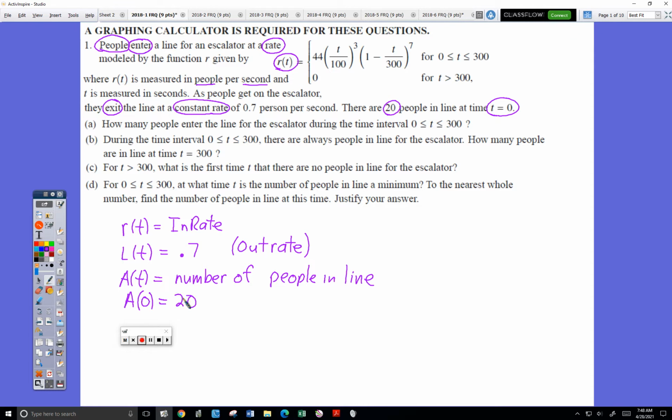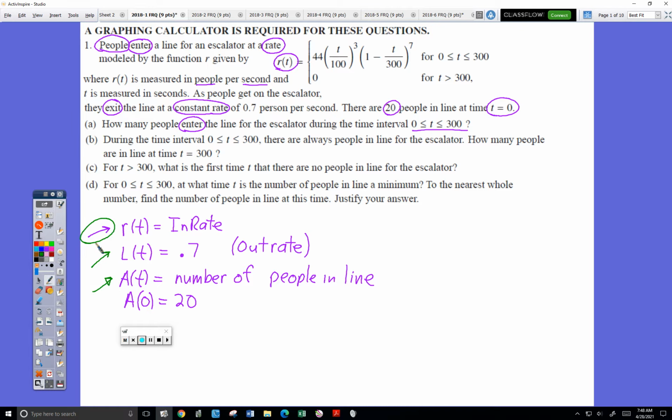Part A says, how many people enter the line for the escalator during the time interval 0 to 300 seconds? So, the number of people who enter the line is associated with the rate at which people are entering the line. It has nothing to do with the rate at which people leave the line. It also has nothing to do with how many people are actually in the line. So we only need to focus on the rate at which people are entering.